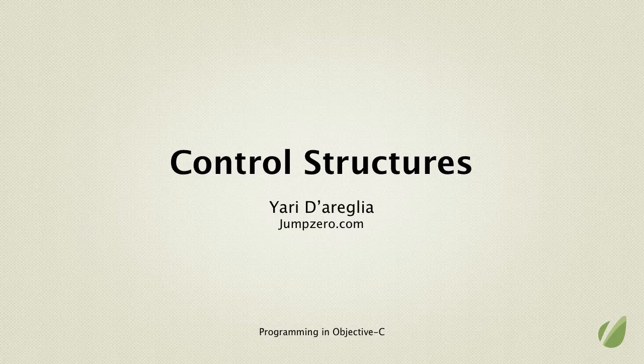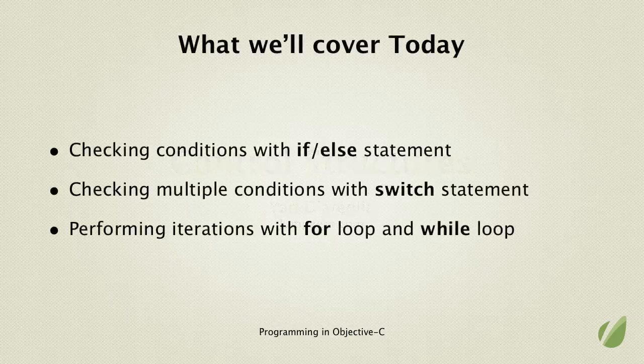Control structures are statements used to manage the application flow. Today I show you how to check simple true-false conditions with the if-else statements, how to make more complex decisions with the switch statement, and how to perform iterations with the for and while loops. Those statements are inherited from C, so they are really similar to what you can find in many other languages, such as PHP or Java. So if you already know another language, you'll have a much easier time with this part.